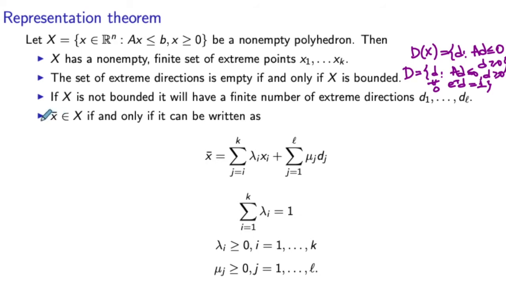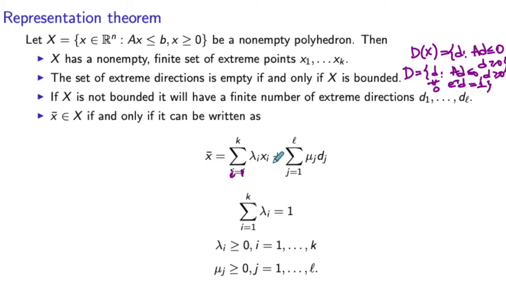Finally, the main statement of this theorem is that a point x bar belongs to our polyhedral set X if and only if it can be written as the following sum. So x bar is given by the summation of lambda i's xi's for i between 1 and k.